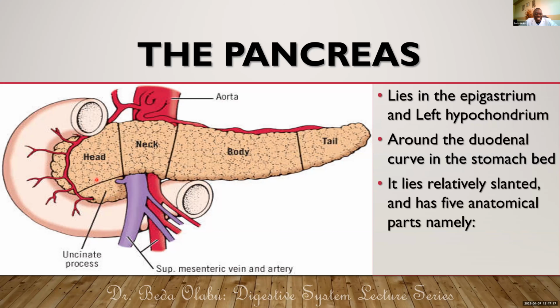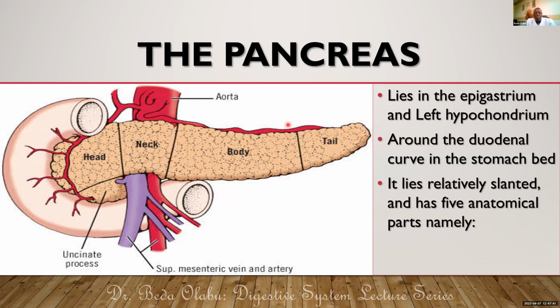The pancreas is usually slightly slanted. The tail of the pancreas is slightly at an upper level compared to the head. So usually it slants like this, slightly. So that if you are to take cross-section imaging of the body from above, we'll be slicing the tail of the pancreas before we slice the head of the pancreas.